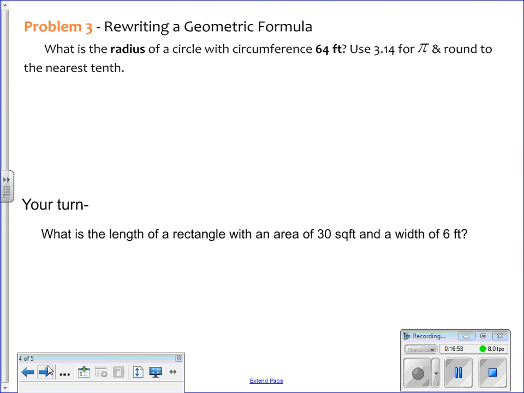Last page. Okay, rewriting a geometric formula. So the directions tell me what I need to do first in order to solve the problem. Here's what to do: the radius of a circle with a circumference of 64. So, what is the formula for the circumference of a circle? It's on the front page.